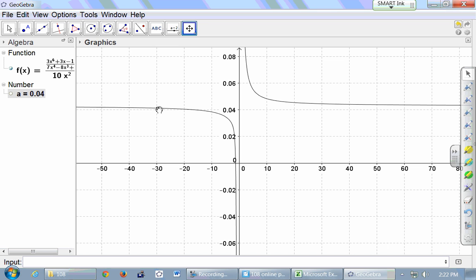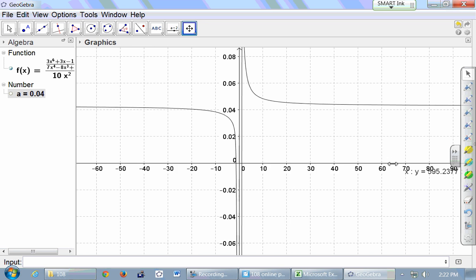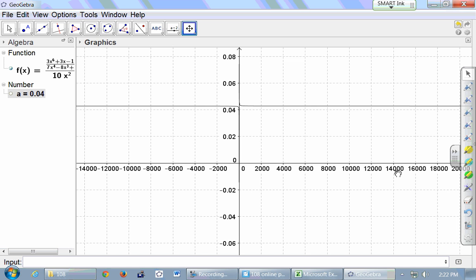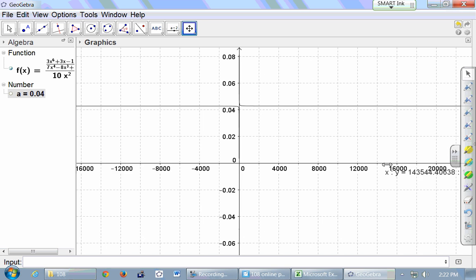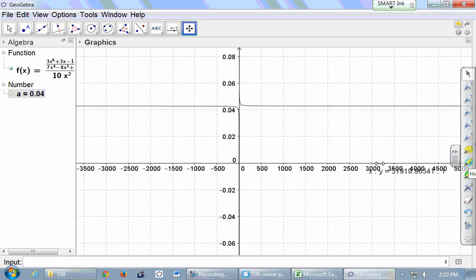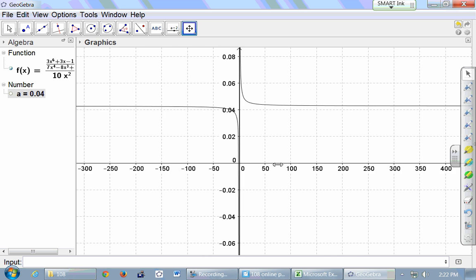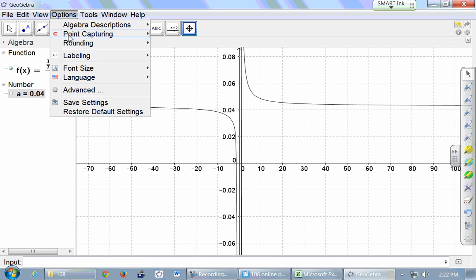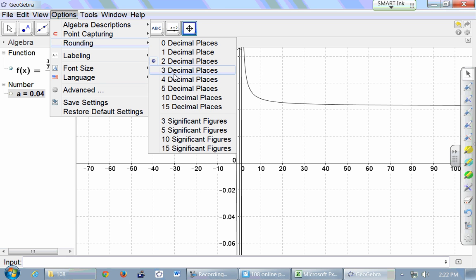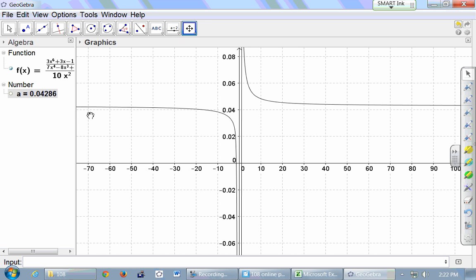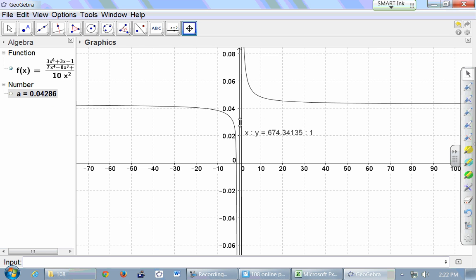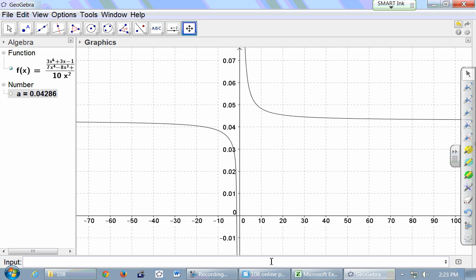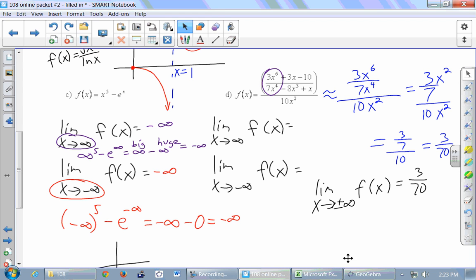So this is interesting. It actually went above 0.04. Is that okay to cross the horizontal asymptote? It actually is. But now that I realize there's some rounding happening, the horizontal asymptote isn't exactly 0.04. It's just rounded. So up here somewhere is a rounding button. So right now it's going out to 2 decimals. But if we make it go out to 10, 0.04286, that's really where this thing is leveling off on both sides.